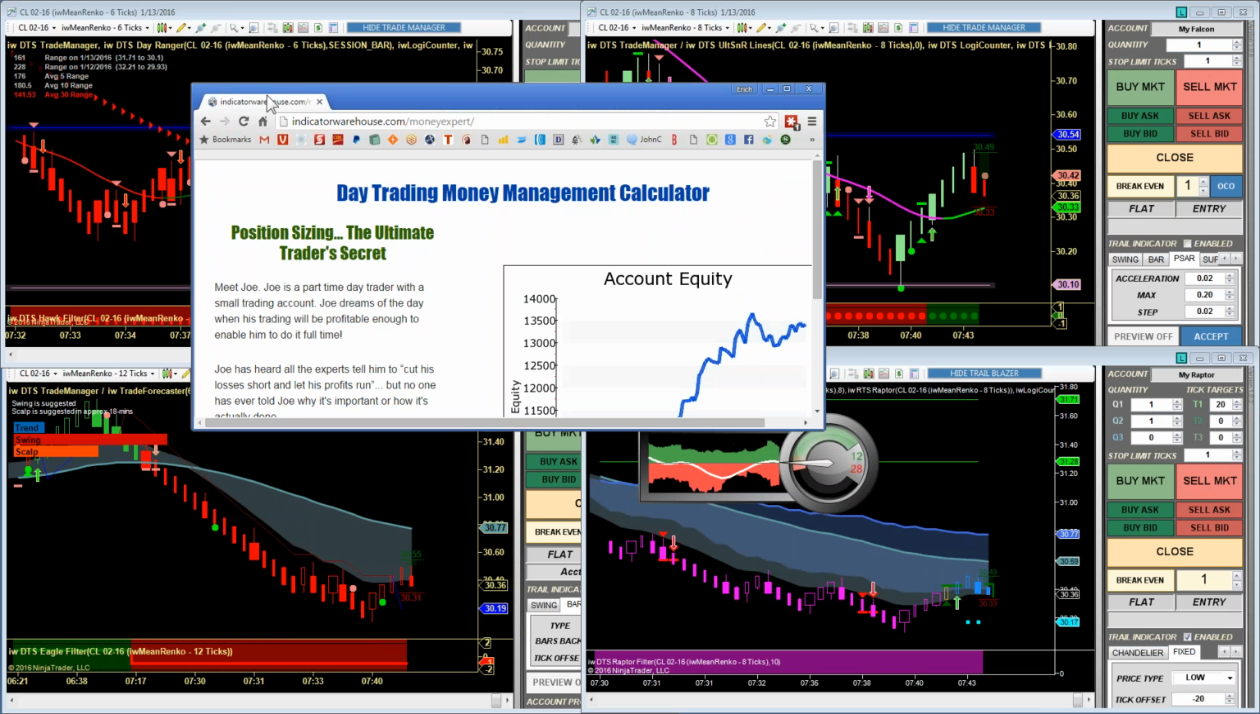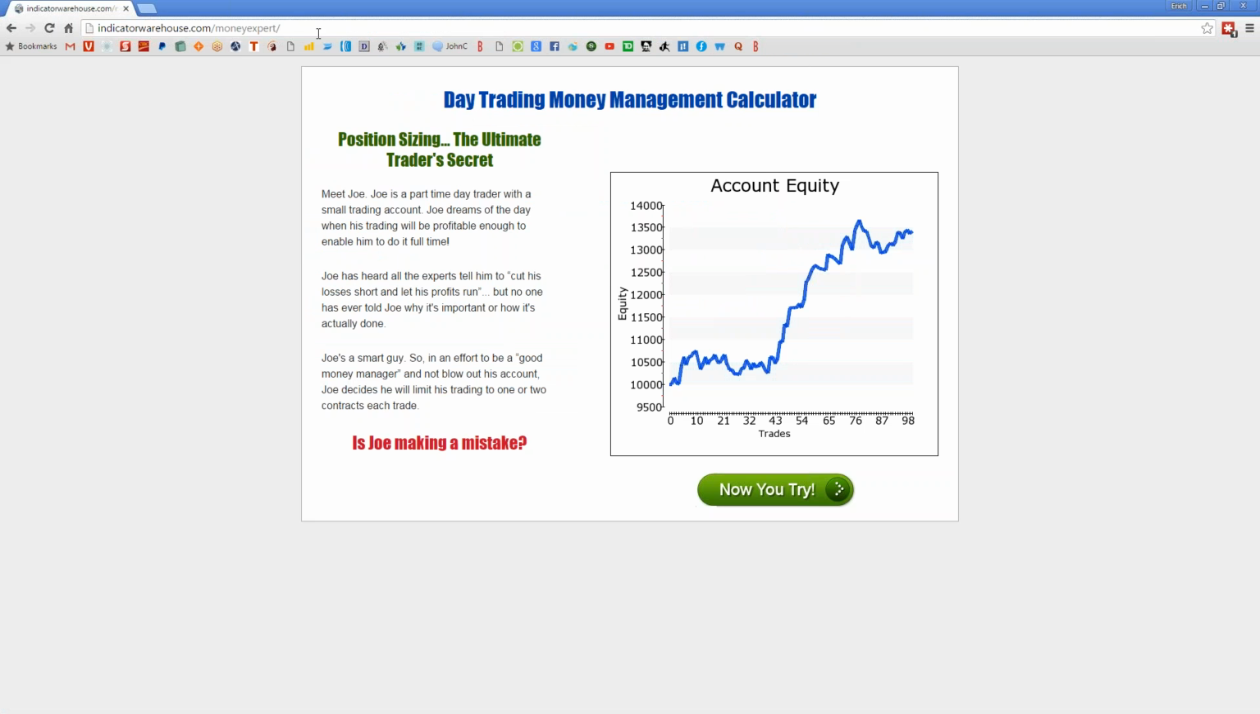This particular tool right here, and you guys can play with this tool, it's at Indicator Warehouse. It's called the Money Expert. And there's a couple more questions here, which I'll get to in a moment, but I just want to show you this really quick because this is so important to your trading success.